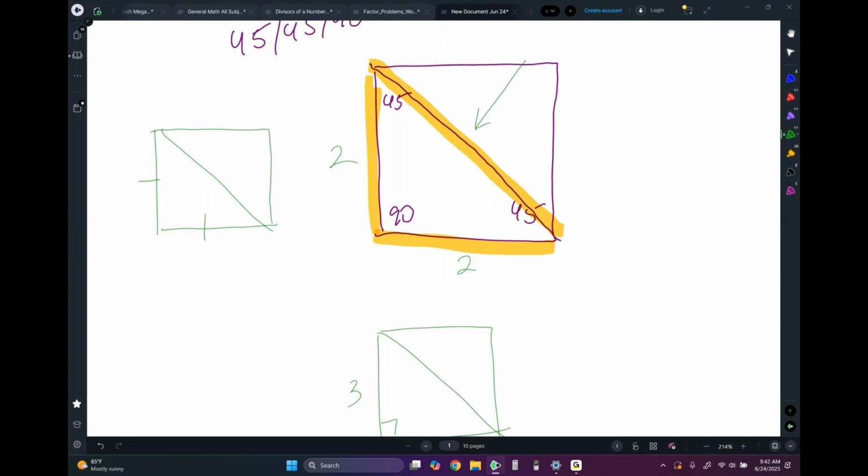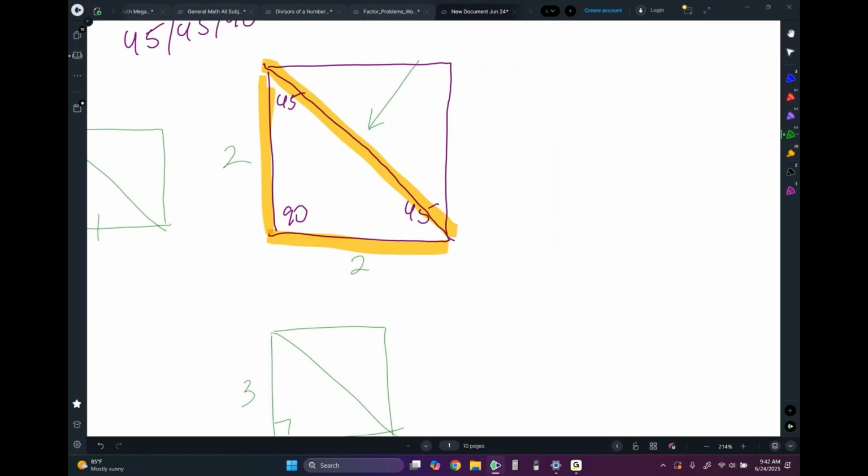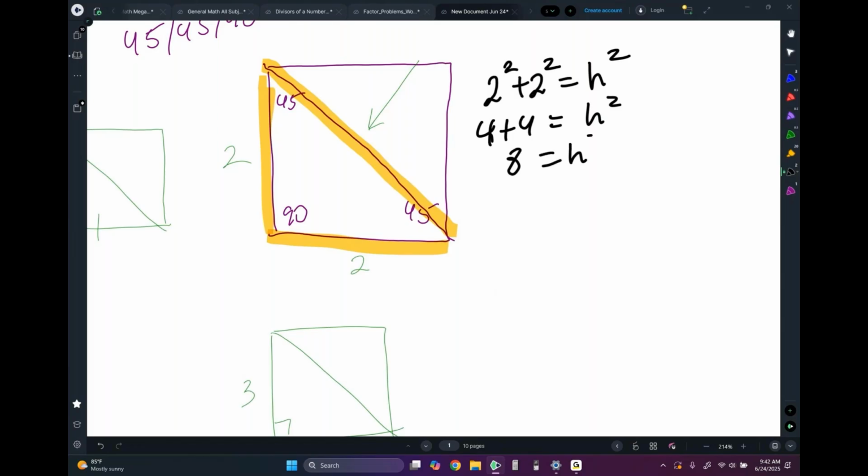Side times the square root of 2. Okay, so this will be 2 root 2. Let me explain it to you. If these two sides are 2, remember what we have here: we just have a right triangle, right? So we know that 2 squared plus 2 squared must equal, we'll call it the hypotenuse squared. Everybody okay with that? A squared plus B squared equals C squared, right? So 2 squared plus 2 squared equals H squared. Well, that's 4 plus 4 equals H squared. So that's 8 equals H squared.